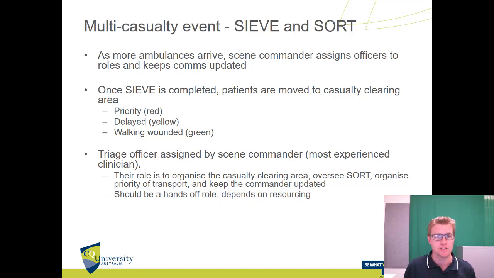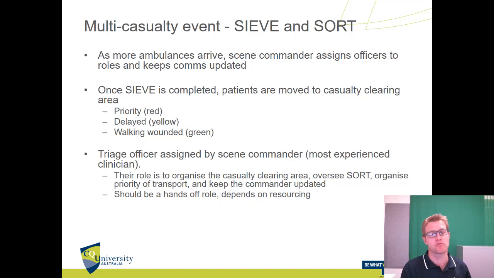I'll show you on the next page a picture of a casualty clearing area, but what will actually happen is you'll have separate coloured areas. So you'll have red, either a tent or a tarp on the ground, a yellow area and a green area, and then a black area too for patients who are deceased on scene. So you need to tag the patients on the scene and then move them to their appropriate areas.